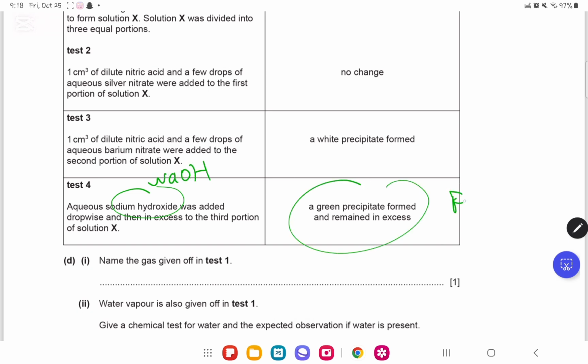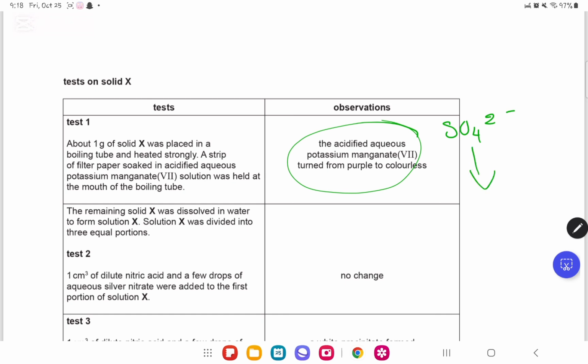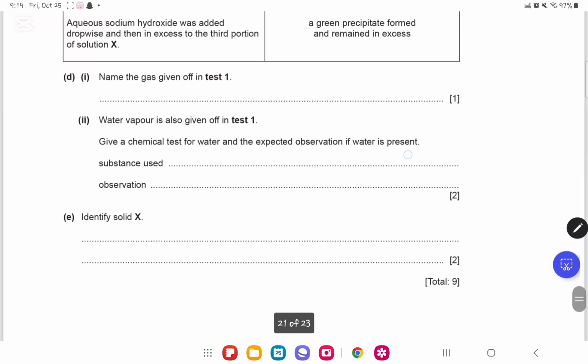That means the ion is Fe2+. So in test 1, if we go back, they said that a gas was released. Now what's the gas released? If you remember, we said that the ion was SO4 2-, and SO4 2- releases sulfur dioxide, SO2 gas. So the gas released was SO2.